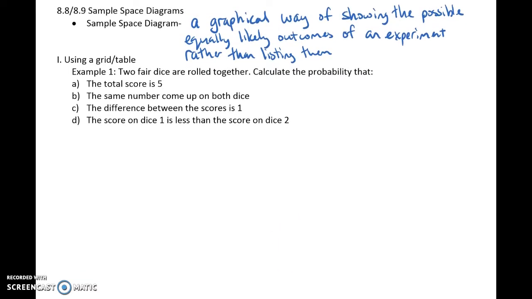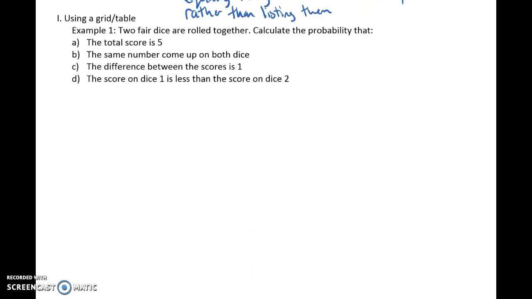So if two fair dice are rolled together, we want to calculate some probabilities. The first thing we want to know is, what are the outcomes of your two dice? And we're going to assume these are typical dice that are six-sided. So the grid is something like this. You basically create a plot of the possible outcomes.